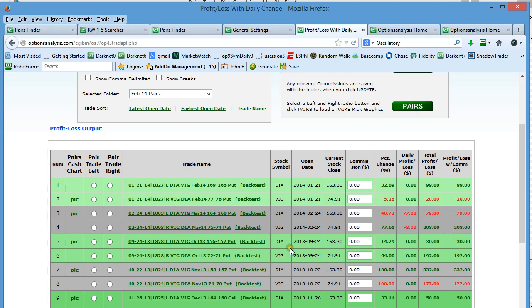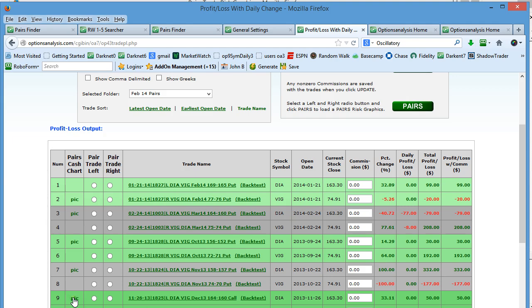I also show here other option pairs trades done with diamond and VIG in other time frames. Here's the February trade, which was profitable, the October trade, which was profitable in both cases, the November trade, which was profitable in diamond, the December trade, profitable in both cases, and the January trade, which was just slightly profitable.